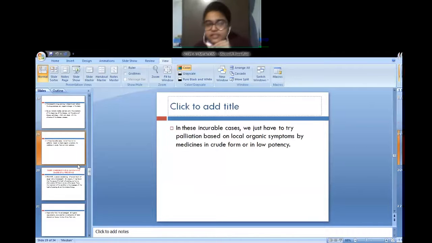So in these incurable cases, the organic changes have already happened, so we can't do anything. These are irreversible organic changes, so these cases are incurable. We just have to try palliation, we can only give the patient temporary relief, based on the local organic symptoms, by medicines in crude form or in low potency.